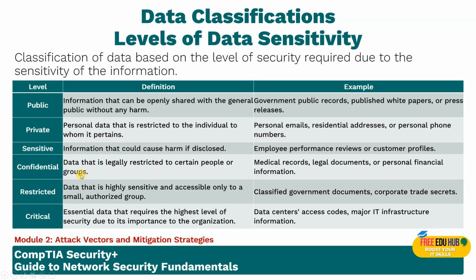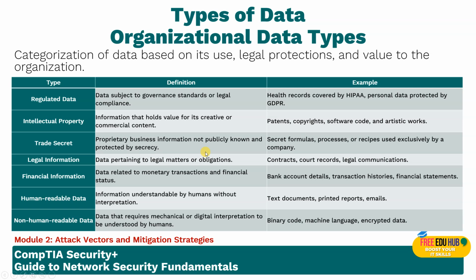Then we have confidential data that is legally restricted to certain people or groups. So medical records, legal documents, or personal financial information could fall in that. Then we have restricted, which is data that is highly sensitive and accessible only to a small group. Classified government documents, corporate trade secrets, etc. Then I have critical, which is essential data that requires the highest level of security due to its importance to the organization, data center access codes, and major infrastructure things, etc. So we categorize the data based on these things.